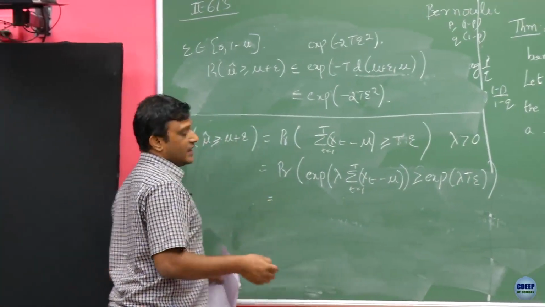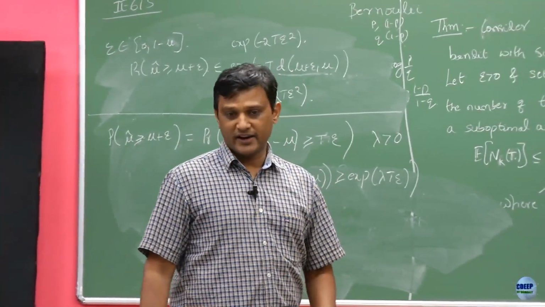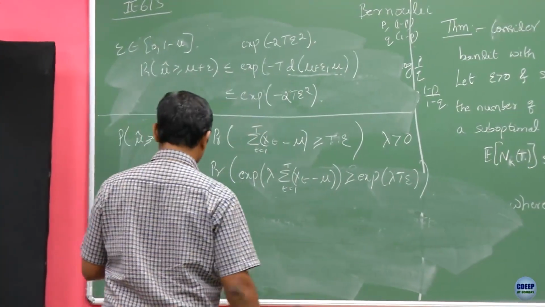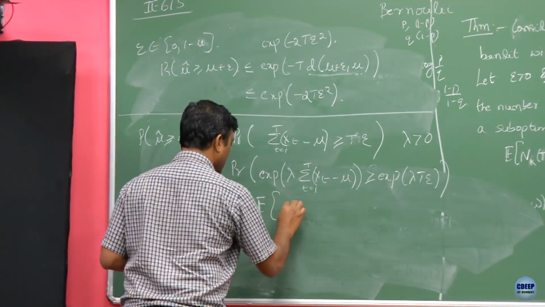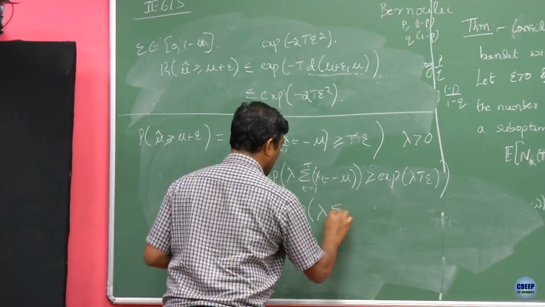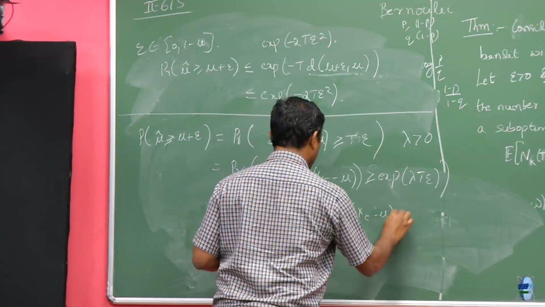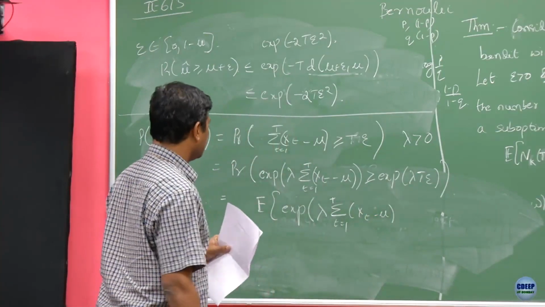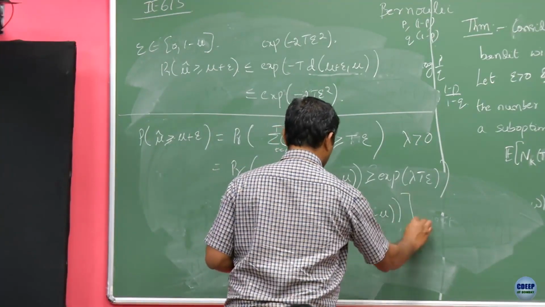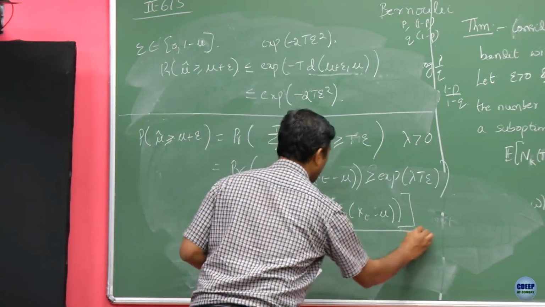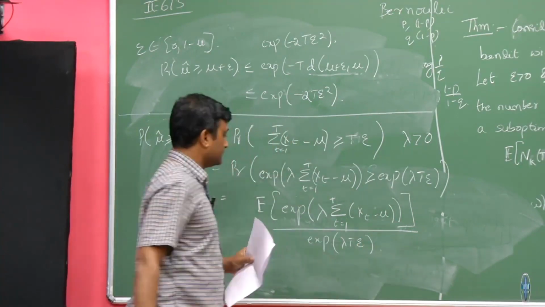Now I am going to use our usual bound. What was that? The Markov inequality. So what do I get if I apply the Markov inequality? Markov inequality gives me the expectation of exp lambda times the sum of Xt minus mu, this whole thing divided by exp of minus lambda t epsilon.